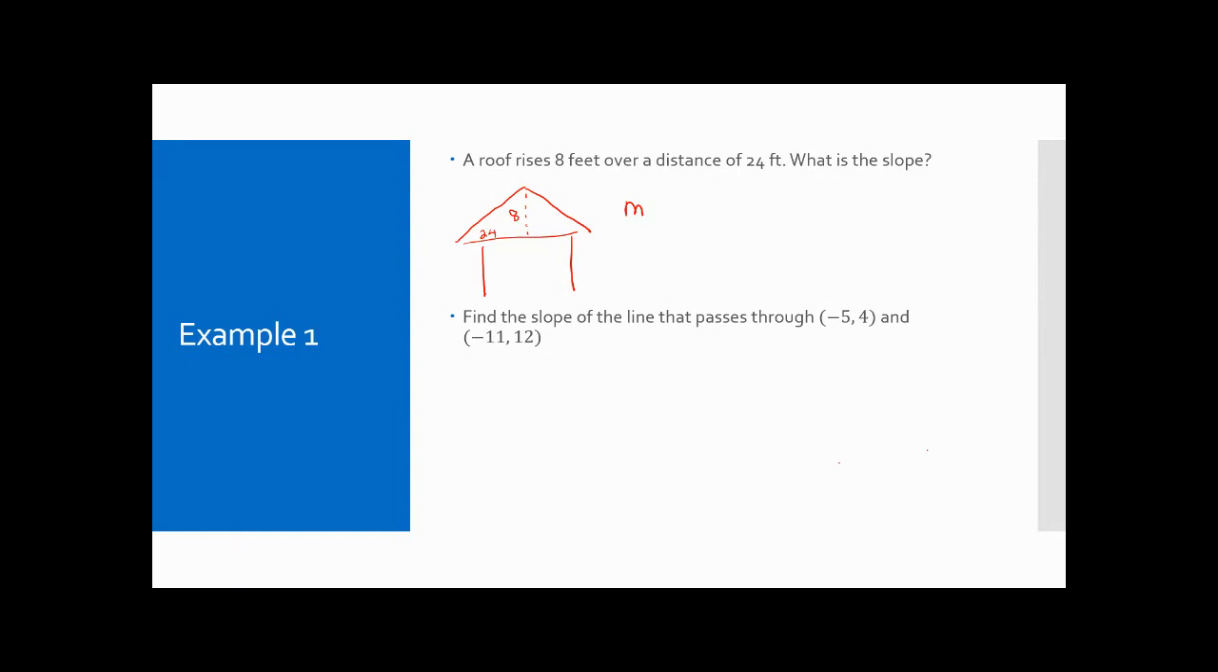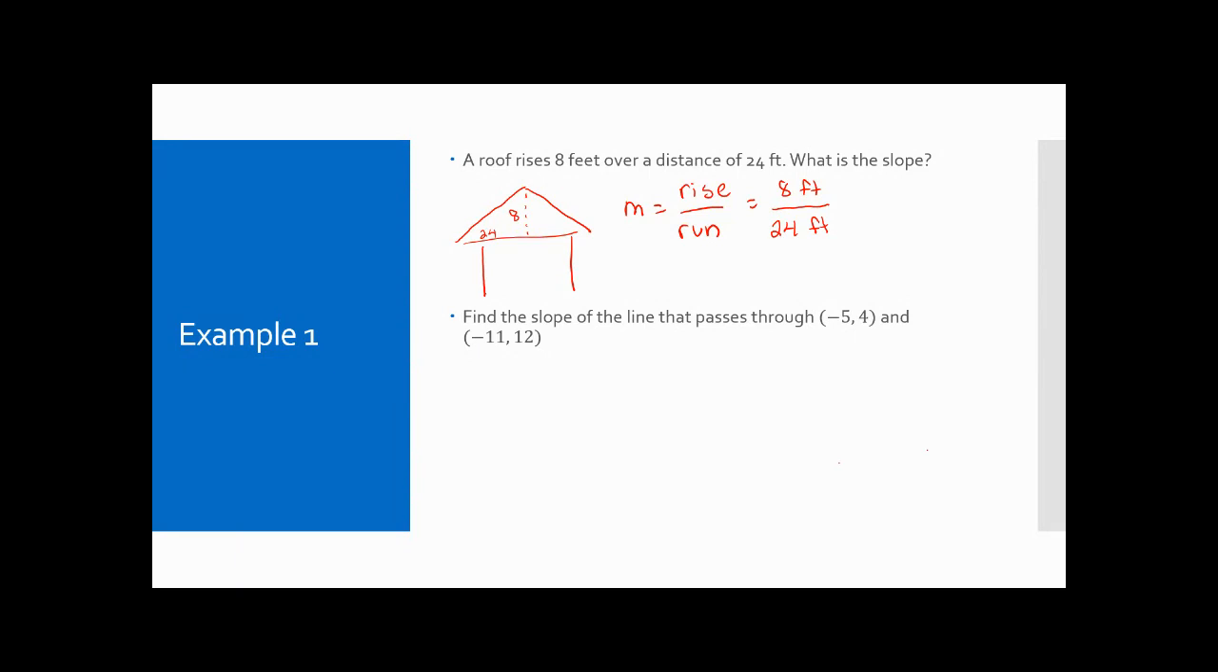When we use our formula for slope, we're going to use the rise over run version because that's the information that they're giving us. They're telling us that it rises 8 feet, and then the distance of 24 feet is the run. Slopes often come out as fractions, and we leave them as fractions. We don't generally convert them to decimals.